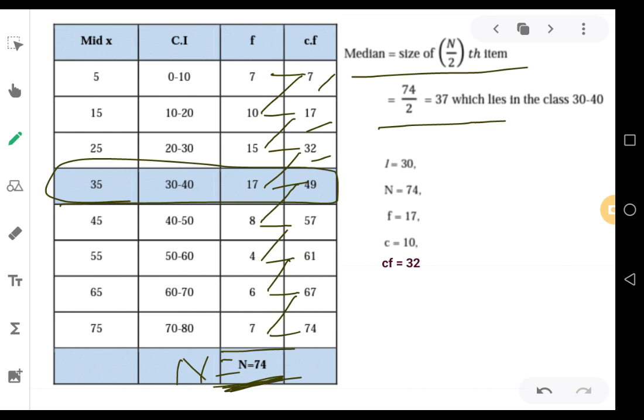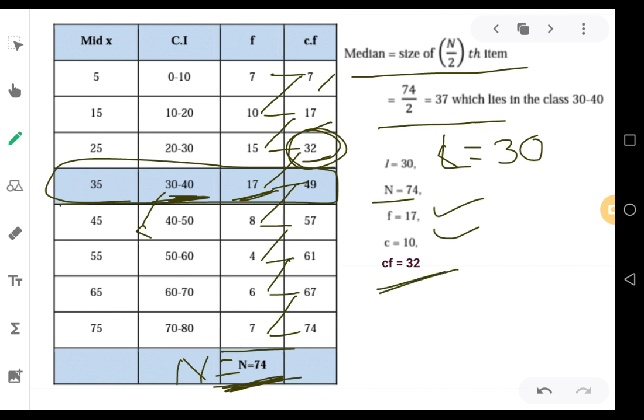Now L is the lower class limit, that is 30. L equals 30. Then N is 74. We have F, frequency of median class, that is 17. Then the difference between 30 and 40, the width of the class, that is 10. Then cumulative frequency above the median class, that is CF equals 32.